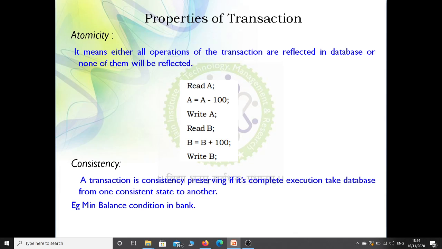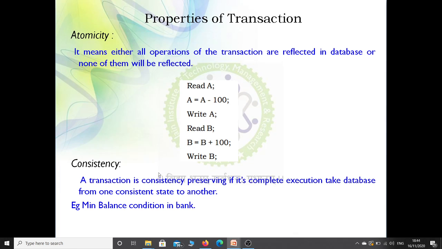So what is an inconsistent state? Suppose after the transaction the sum is only 400. Then we say that this is not a consistent state. So consistency means accuracy. Before the transaction and after the transaction, the consistency should be the same.